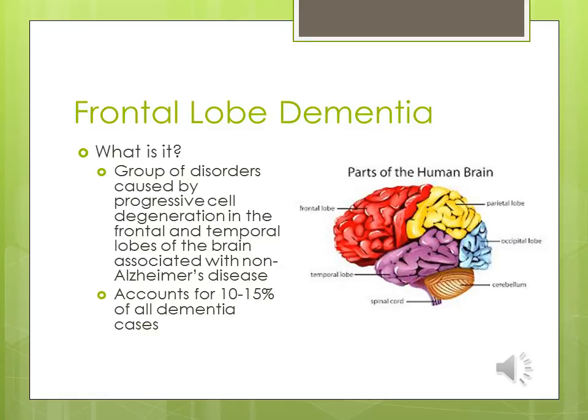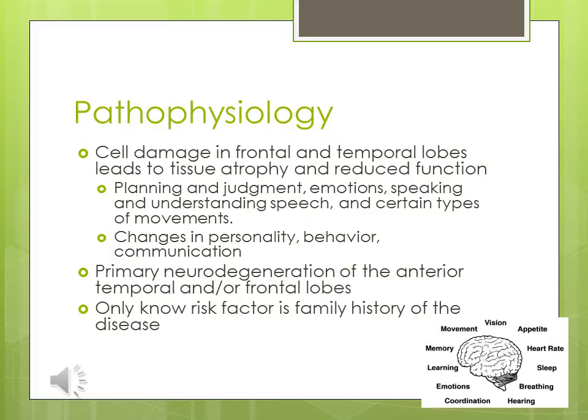And the picture on the right just gives you a picture of the lobes and where we have learned they're at on the brain. So the pathophysiology of this disease: there is cell damage in the frontal and temporal lobes that leads to tissue atrophy and then reduced function. So there are deficits in planning and judgment, emotions, speaking and understanding speech, and certain types of movements. There are also changes in personality, behavior, and communication.